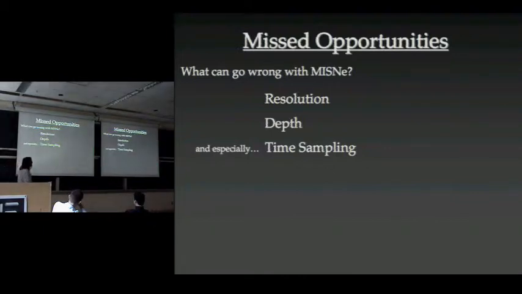Okay, so what can go wrong when you're looking for multiply imaged supernovae? There's three basic things, I think, that can go wrong. There's resolution problems, depth problems, and especially time sampling problems. First of all, resolution. You will probably need about an arc second or less seeing, so that's not going to be so much of a problem for upcoming surveys because that is about the upper limit on what the seeing should really be. Famous last words, but that's about what it should be.